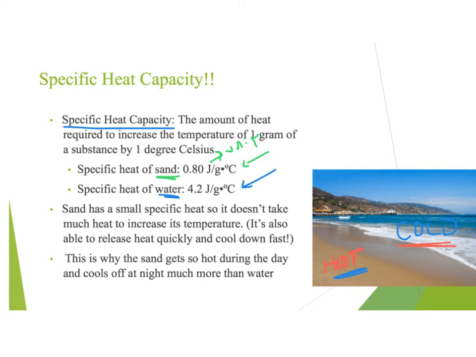And if you stay long enough at the beach to let the sun go down and some of that energy to be released back into the atmosphere, you're also going to find that the sand is going to cool down a lot quicker as well. It's able to release that heat. So that's why the sand gets so hot during the day and cools off at night much more than the water does. The water stays at a pretty constant temperature during day and night because it takes so much more heat to change its temperature, and therefore kind of holds on to that heat as well.